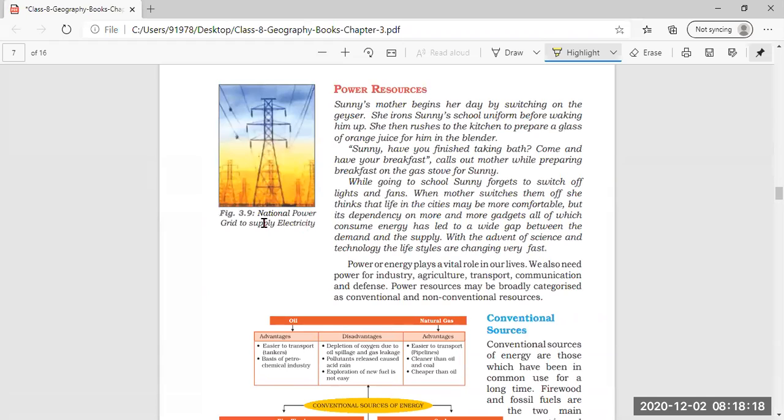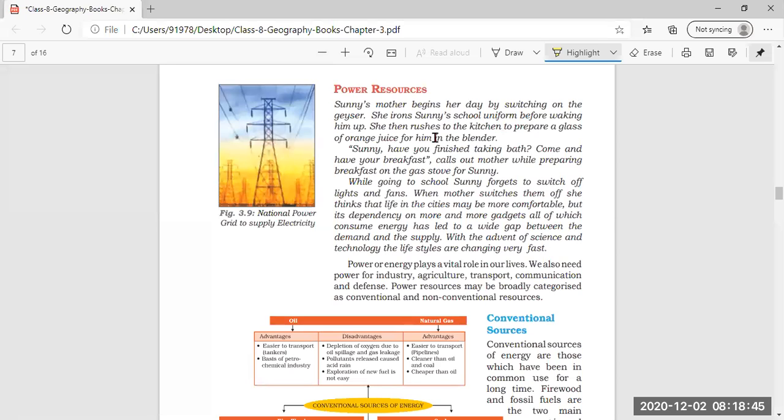Then power resources. Now, Sunny's mother begins her day by switching on the geyser. Now, the use of power is important in day-to-day life. First, a day begins by switching on the lights and fans, and then we go for a bath. We switch on the geyser.